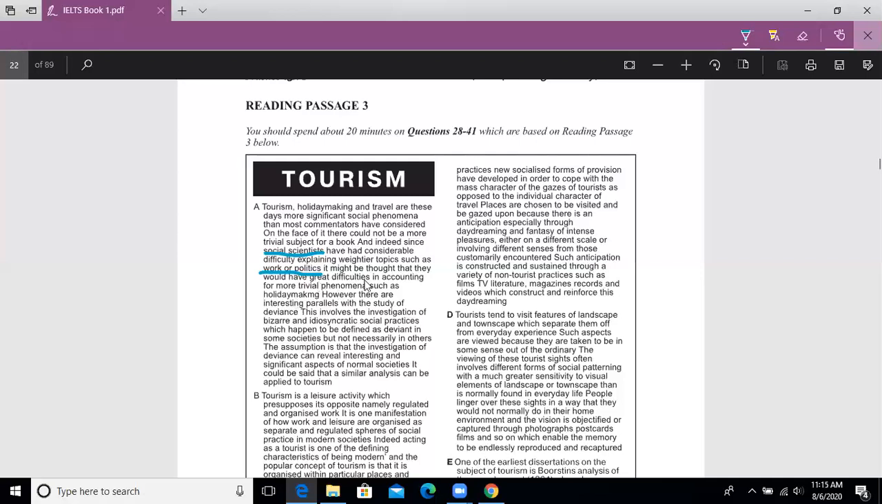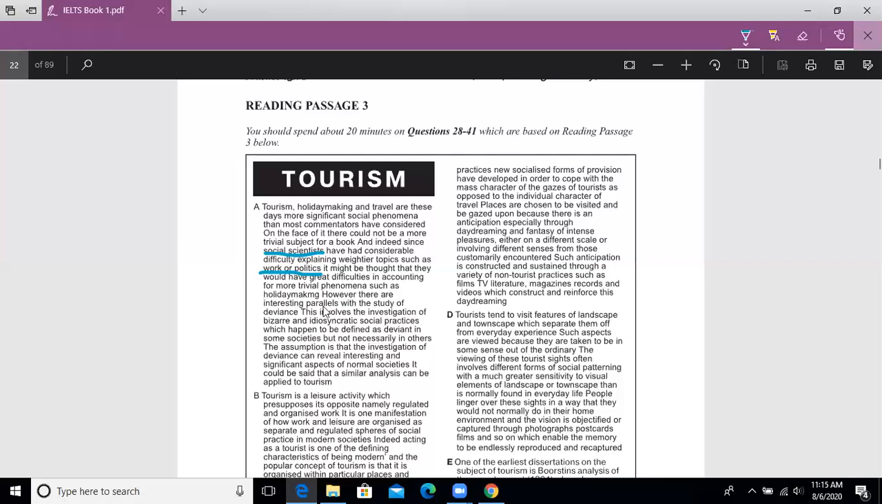They might face difficulties. It could be seen that they might face difficulty in explaining or accounting for these holiday makings. Okay, so if they are facing problems explaining work and politics, they might face problems explaining and talking about holiday making as well. See, that's what they have written over here.